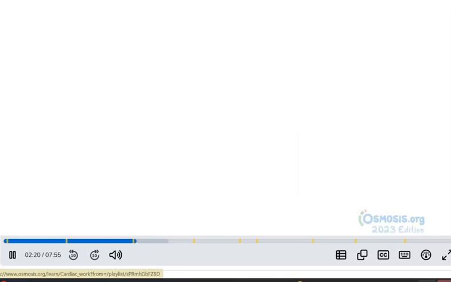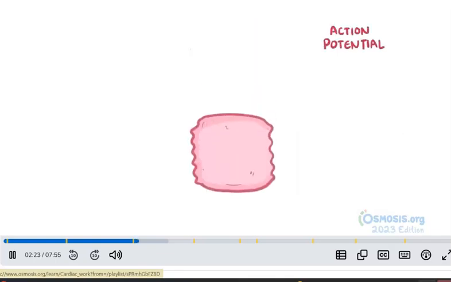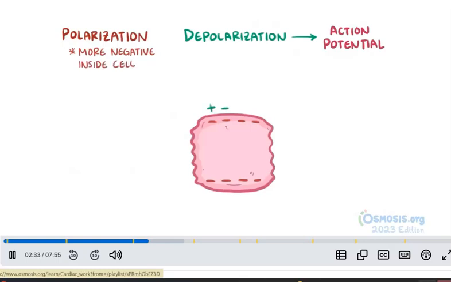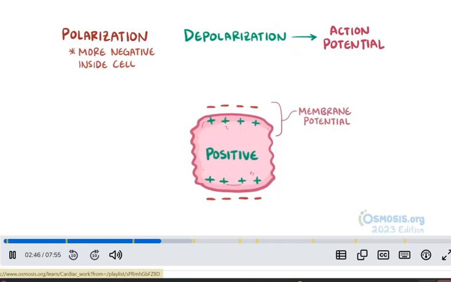Okay, so now let's take a closer look at the chemistry that gets the action potential moving. Action potentials are initiated by depolarization, which is the opposite of polarization. Polarization is when there's a higher negative charge inside the cell relative to outside the cell, and that difference in charge is called the membrane potential. So if the membrane potential is negative, the inside of the cell is more negative than the outside. If it's positive, the inside is more positive than the outside. And if it's 0 millivolts, then the inside and outside have the same charge. There's 0 millivolts of difference.